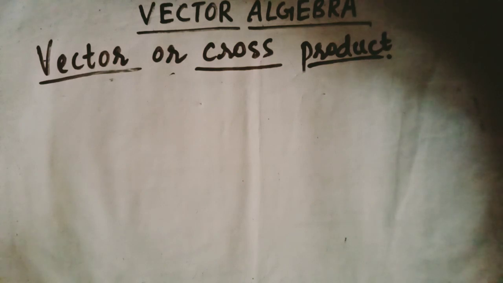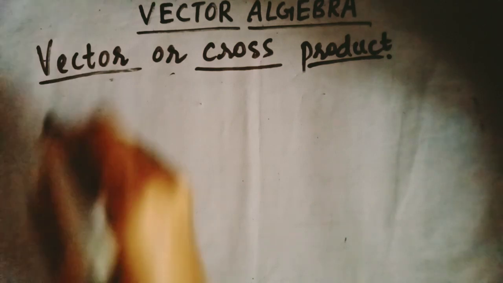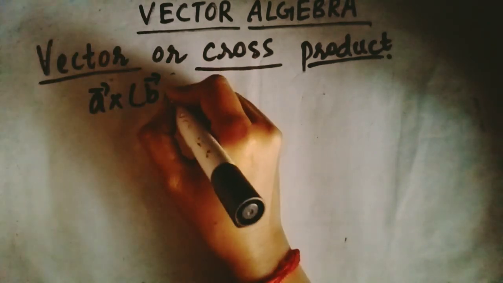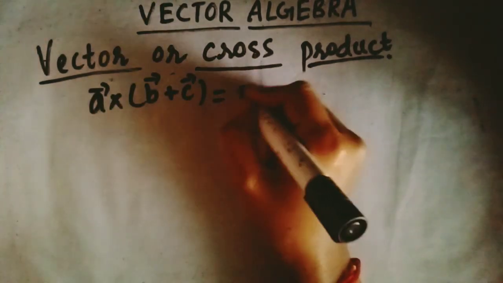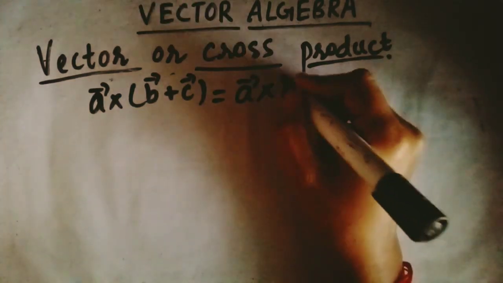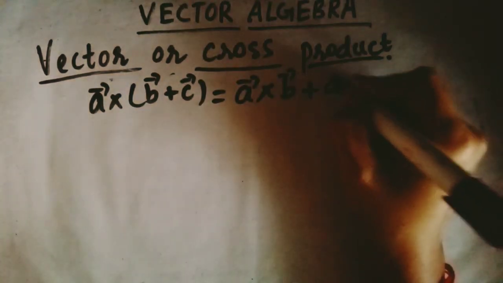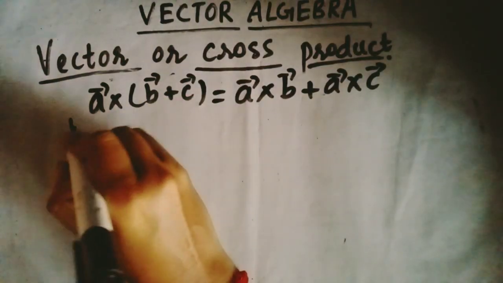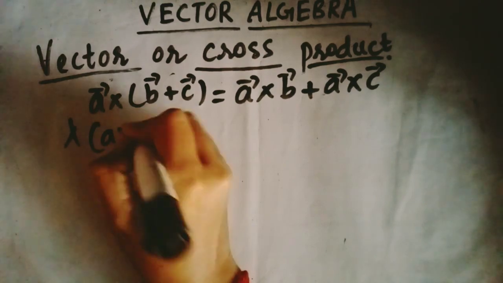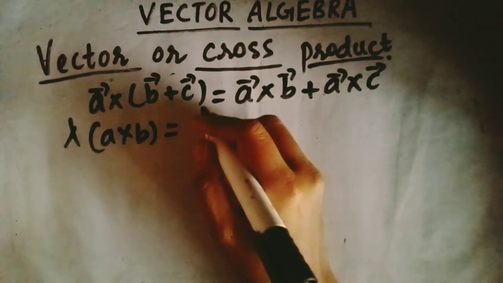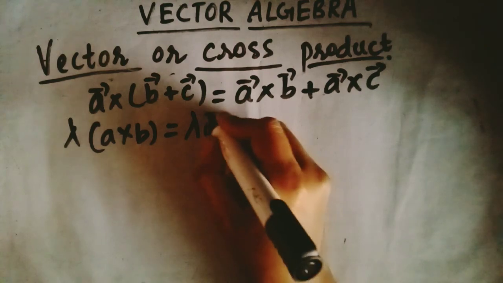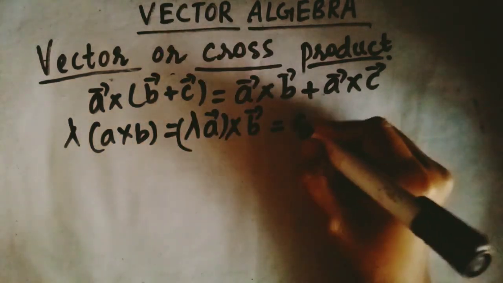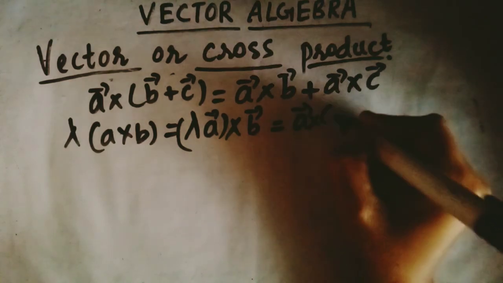So there are two properties, that is distributive property: A cross (B plus C) is A cross B plus A cross C. Then multiplication by a scalar to a cross product can be written as lambda A cross B or A cross lambda B.